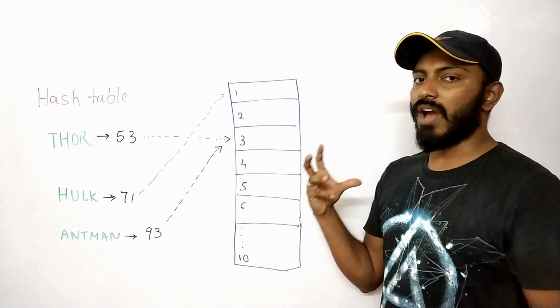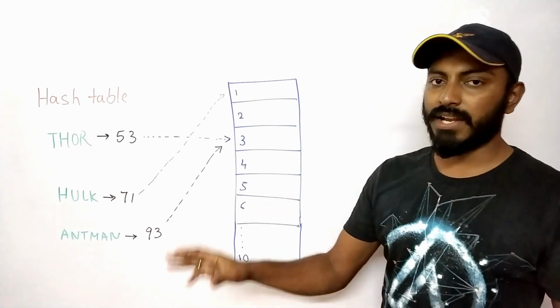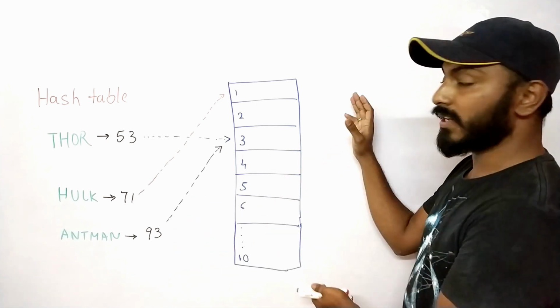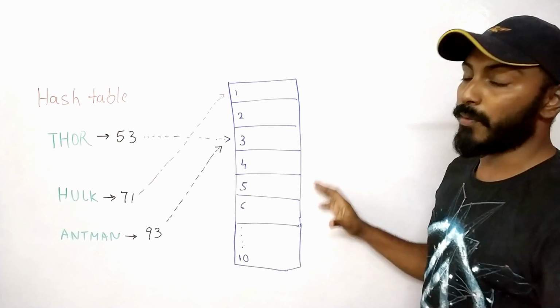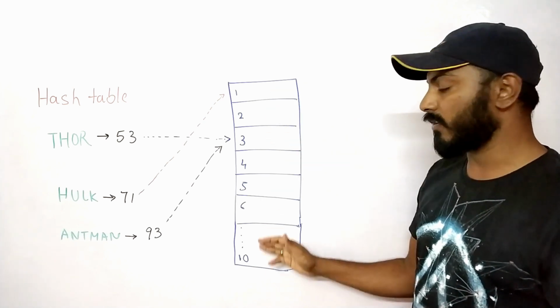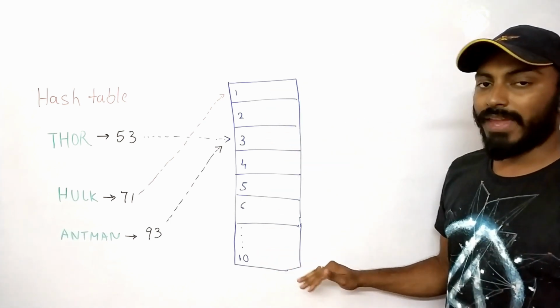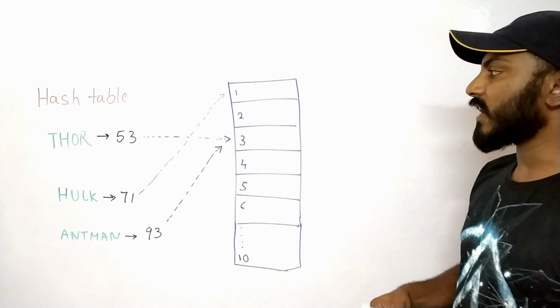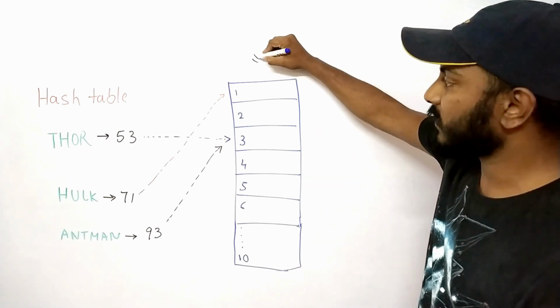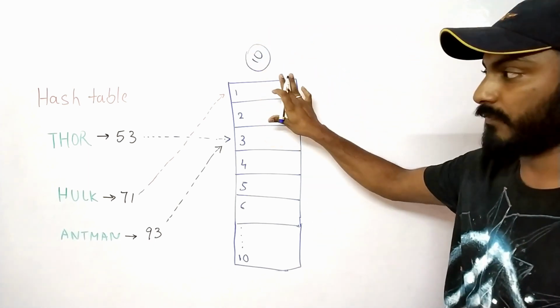All we need is a hashing function, a key and a value, and also buckets in the memory, and each bucket should be numbered like this. Say for example, we have 10 buckets over here, so the size is 10. The total size is 10.